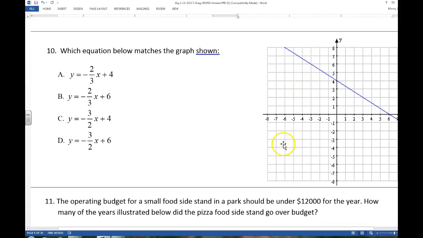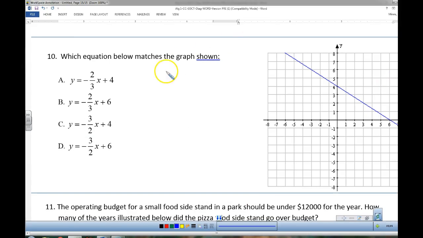Simple one here. Which graph is shown? Well, we do it just like we did a minute ago. All of these are in y equals mx plus b form. So we need to find the y-intercept, and we need to find the slope, and then we can just match it up over here. So where does it intersect the y-axis? Right there, at 4. So the y-intercept is 4.